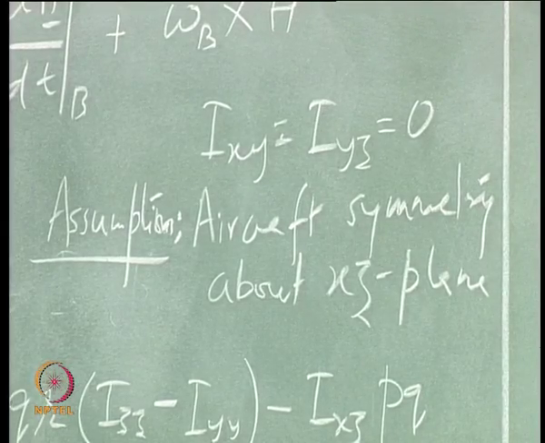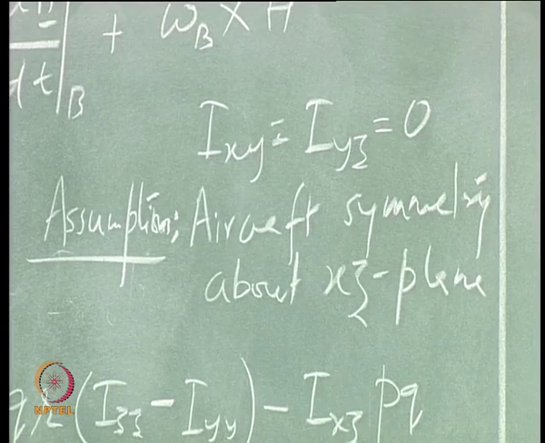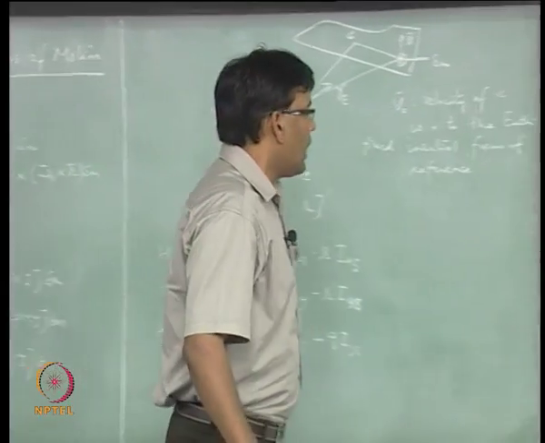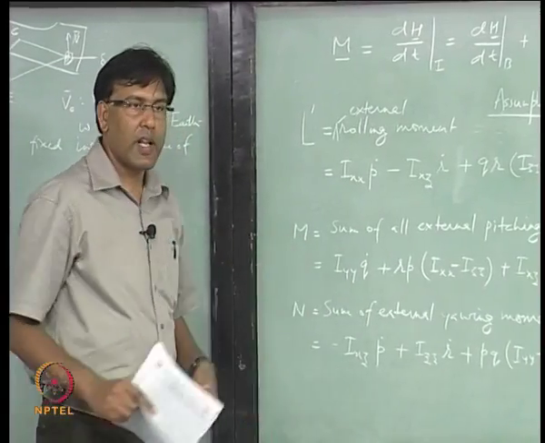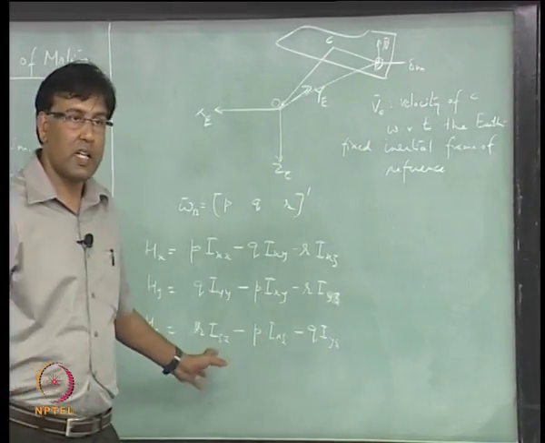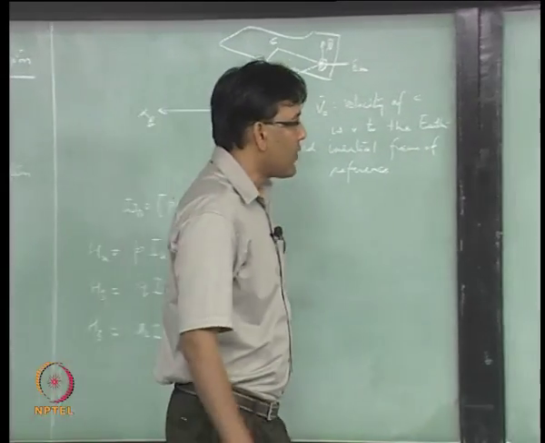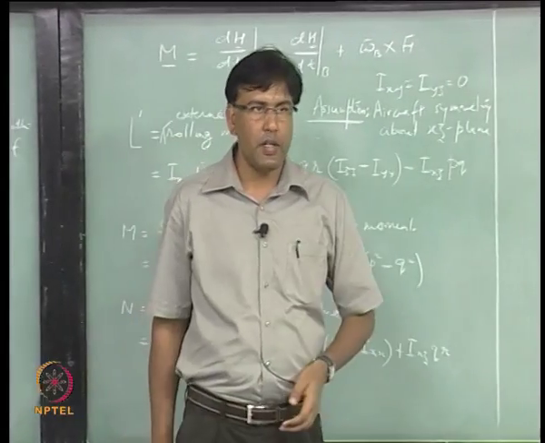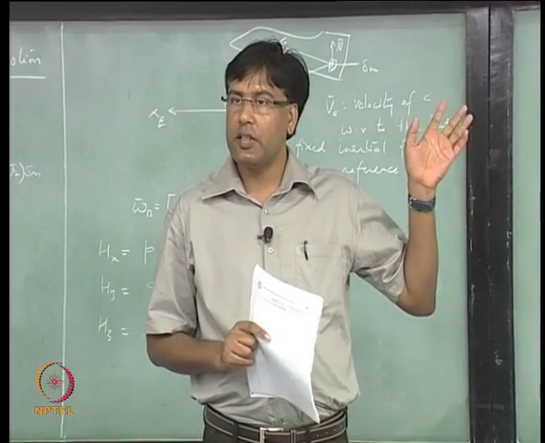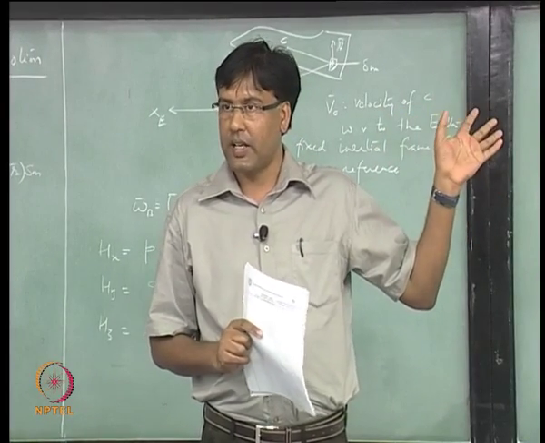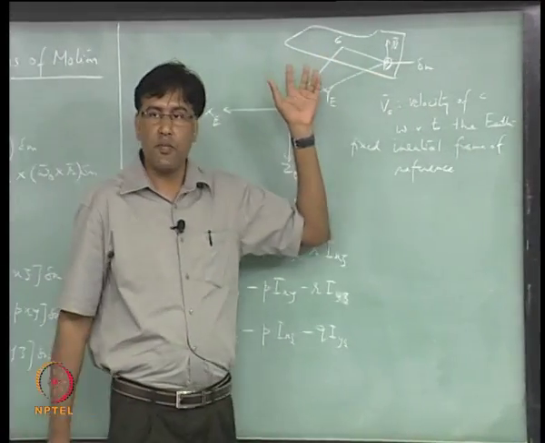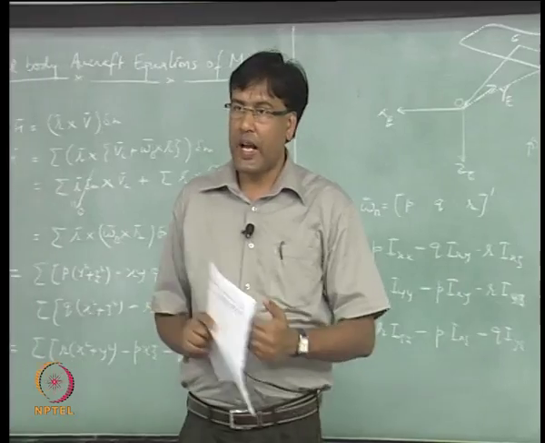An assumption which is a valid assumption. But there could be minor manufacturing asymmetry. So, if you want to take all that also into account, then you have to write the expanded version of the equation. We can also assume that the principal axis system is coinciding with the body fixed axis system of the aircraft. So the aircraft body fixed axis system is also the principal axis system.